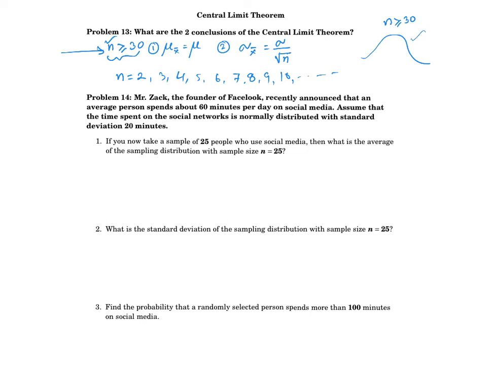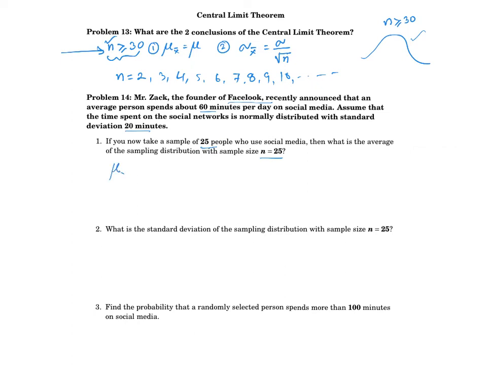Mr. Zach, the founder of Facebook, recently announced that an average person spends 60 minutes per day on social media. Assume that time spent on social networks is normally distributed with standard deviation 20 minutes. If you now take a sample of 25 people who use social media, then what is the average of the sampling distribution with sample size n equal to 25?